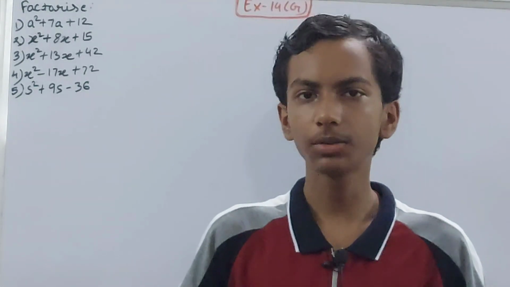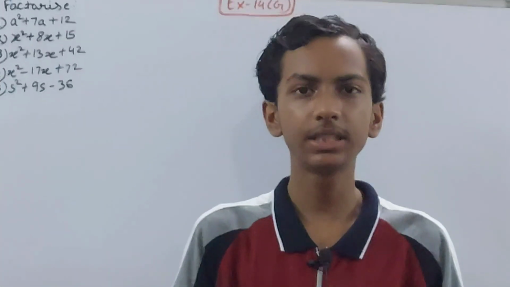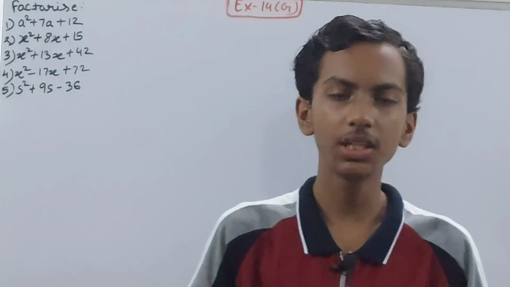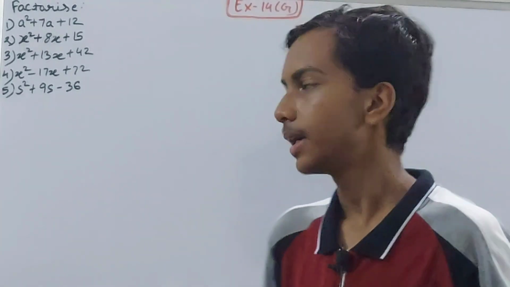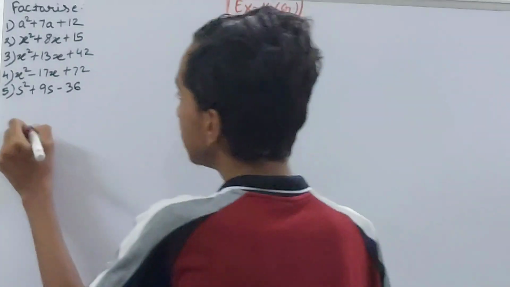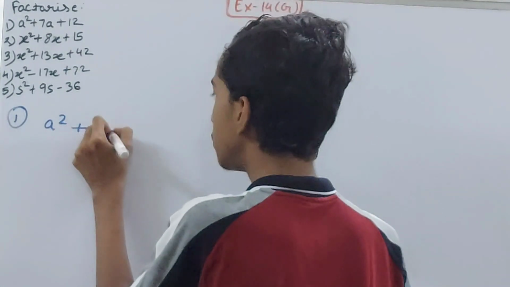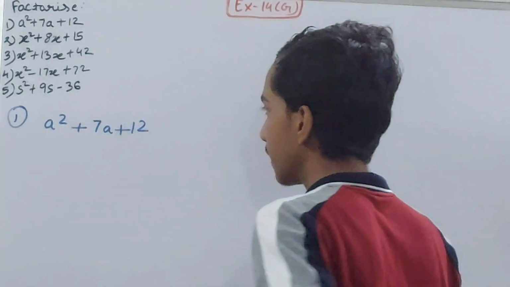In this video we are going to solve ICSE Mathematics Class 8 Chapter 14 Factorization Exercise 14G questions 1 to 5. See, what does question 1 say? It says a square plus 7a plus 12 and we have to factorize this.